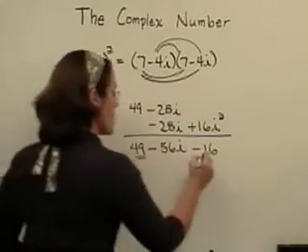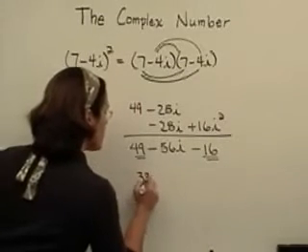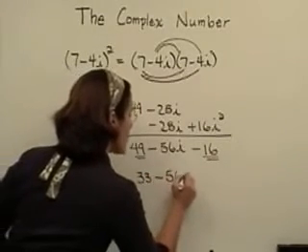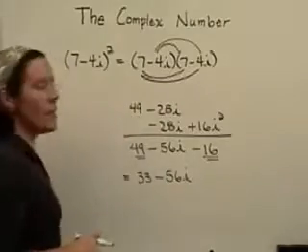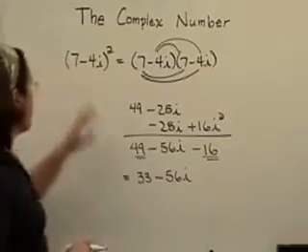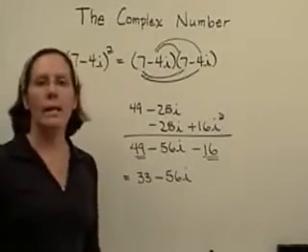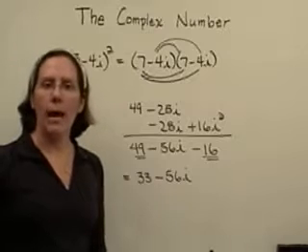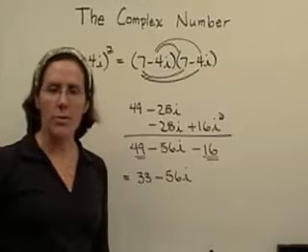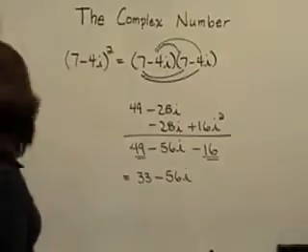So finally, I'll take this 49 and I'll subtract 16, and I'm going to get 33. I'll bring down the 56i, and I do have an answer that's a complex number. Real part first, imaginary part second, and I've finished this process of squaring that binomial. We're going to go on now to looking at the variable i raised to powers. Powers other than i squared. That's the examples we'll come back to next.